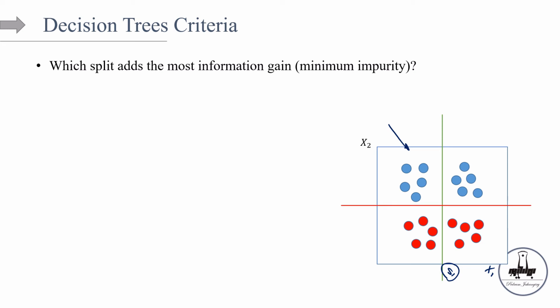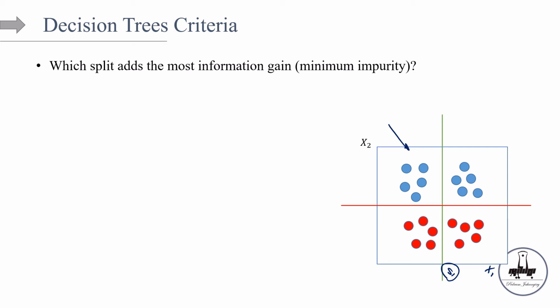What about this split? Well, this split is going to be actually a perfect answer here, right? Because what is purity here? 100%. What is purity here? 100%. So the impurity is 0 if I use this split, right? So how can we quantify these things?